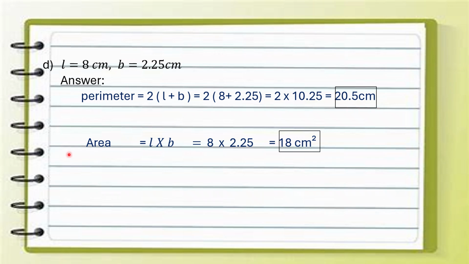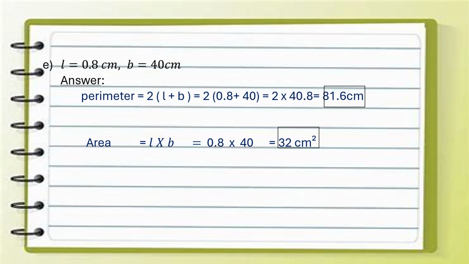Let's calculate the area of a rectangle. What is the formula? L into B. So what we have to do? We should substitute the value of L and B. So what is our L? That is 8 into, what is our B? That is 2.25. So 8 into 2.25 is 18 centimeter square.